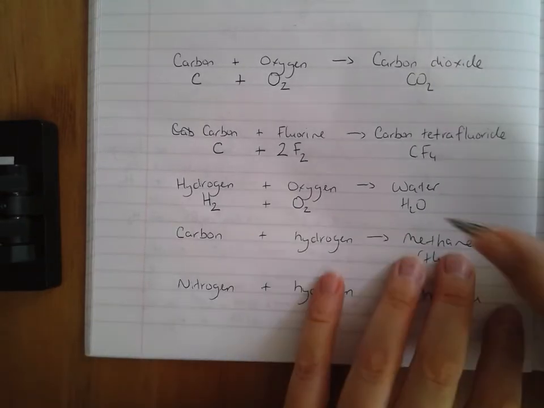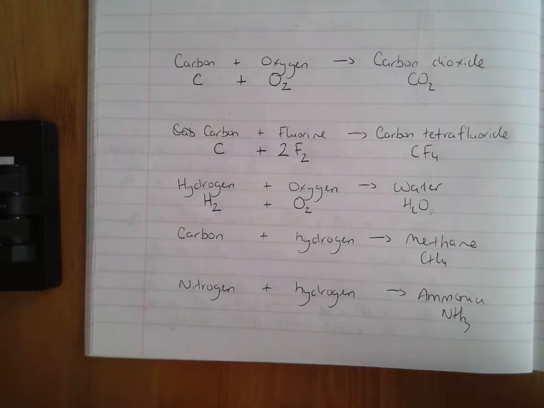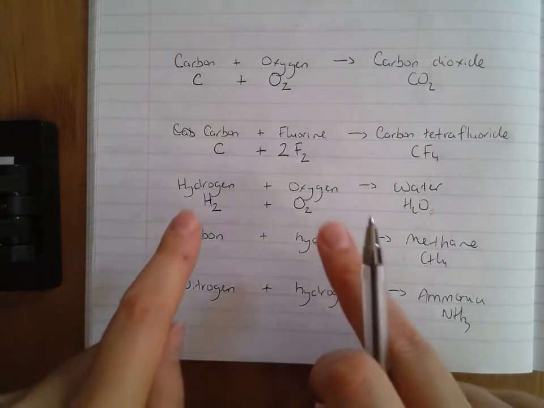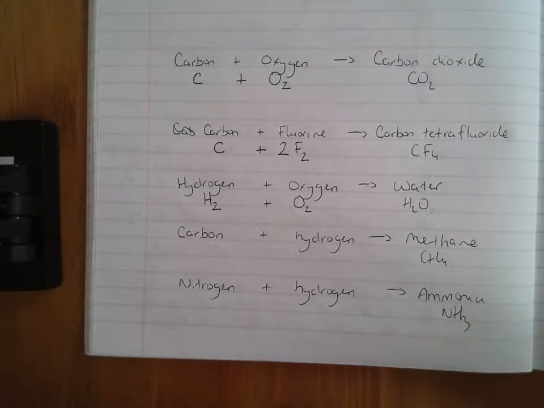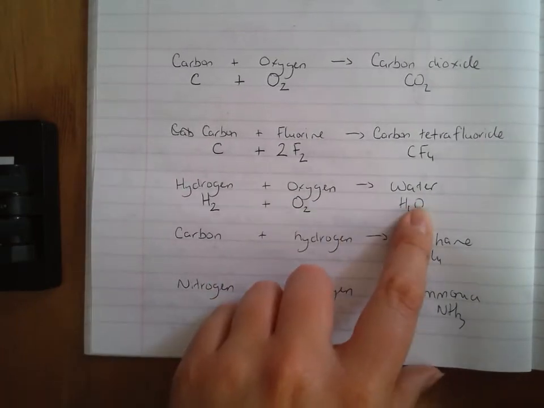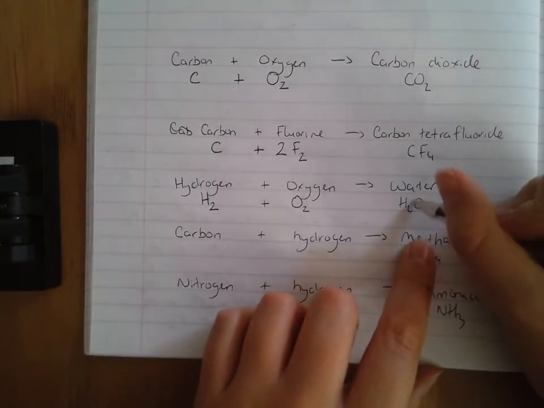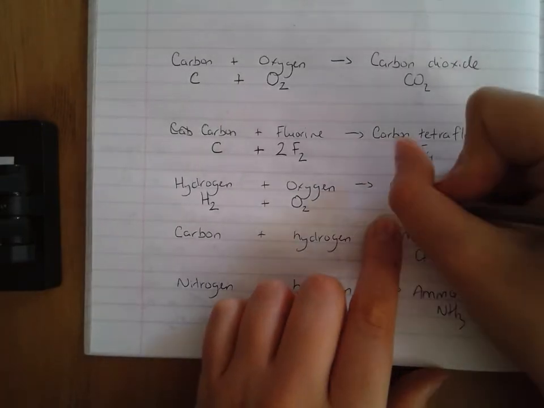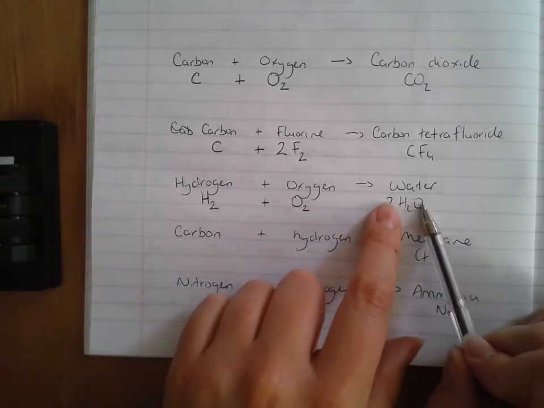The temptation is to come over here and put a little 2 there. You cannot do that. You cannot change the formula, so you cannot use small numbers. You write the formula of each thing individually, and then if you need to go back and balance, you do, but you don't do it with small numbers. So I've got 2 oxygens on the left. If I want 2 oxygens on the right, I need to use a big number, and I can't just stick it in here in front of oxygen. It has to go at the very front. So 2 oxygens, and now I've got 2 oxygens.